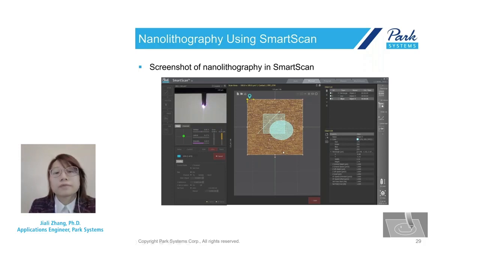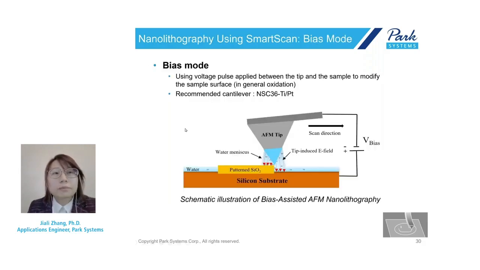In the middle, you can design your lithography features using a previously scanned AFM image as an imaging camera. And the right side is for each feature, where you can precisely control the length, the scanning parameters, and also the set point or applied bias. And as a proof of concept, I will just introduce you to the result of bias mode.